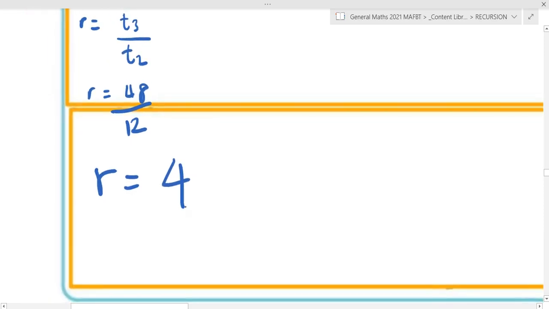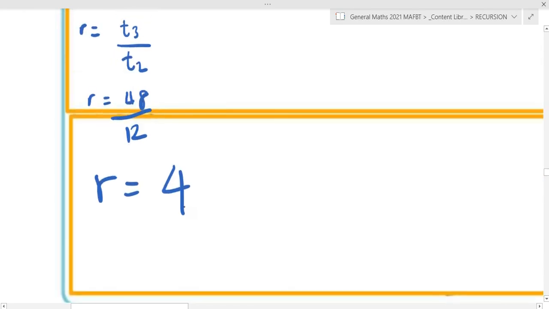You're multiplying by 4. Now, if that's the case, so if you're multiplying by 4, is the number going to increase or decrease? Increase, yeah, because more than 1.